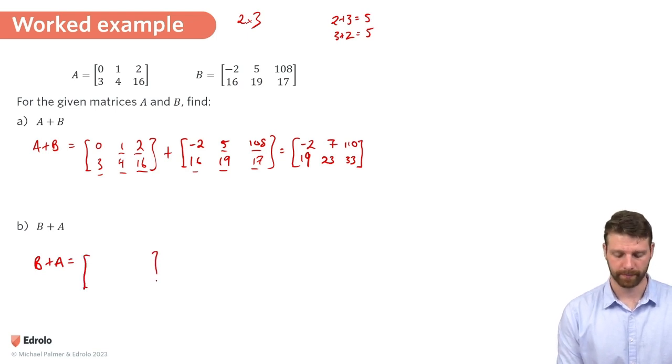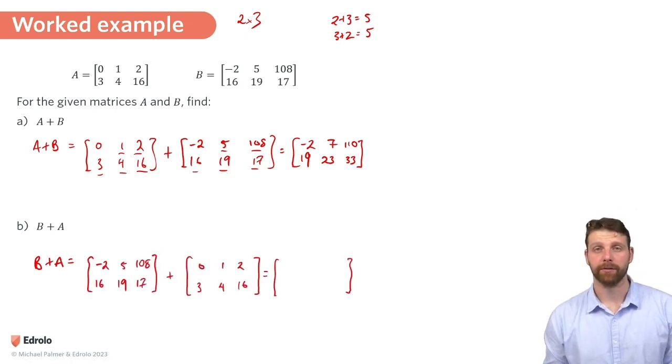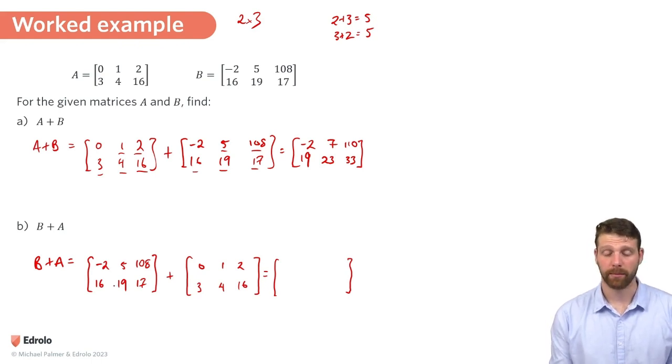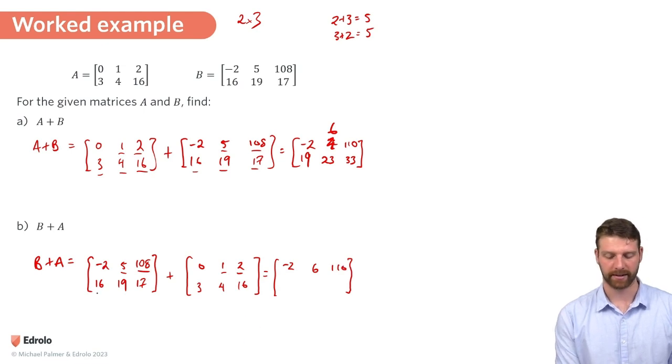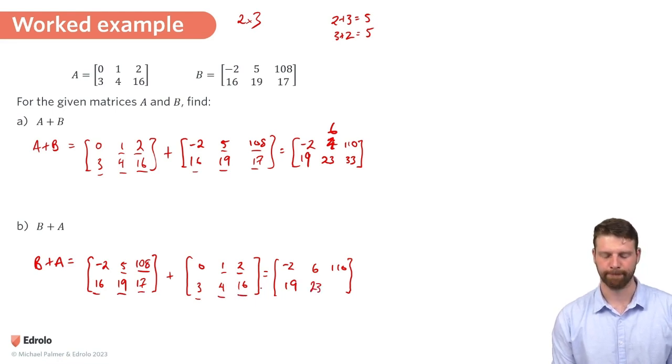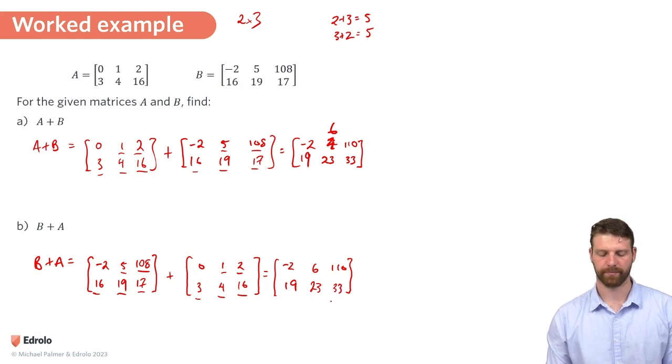I'm going to draw them out. Okay, so there's the matrices in the shell for the resulting matrix. Again, I'm adding them. -2 plus 0, well, that's -2. 5 plus 1, that's 6. Oh, I made a mistake the first time. It should be a 6 there. Okay, 108 plus 2, that's 110. And 16 plus 3 should be 19. 19 plus 4 should be 23. And 17 plus 16 should be 33. Okay, so looks like we got the same answer after I corrected my mistake.